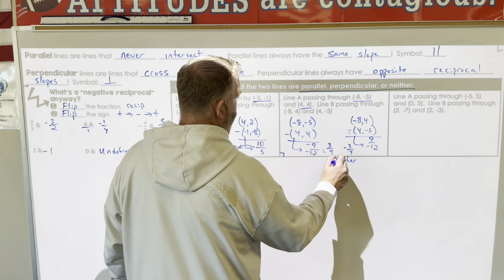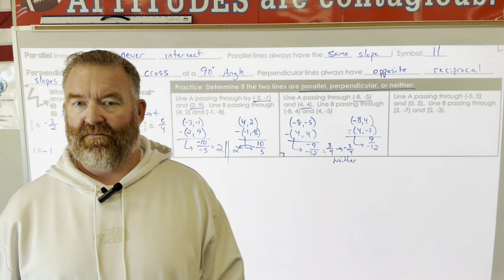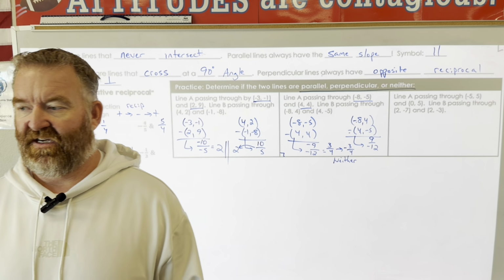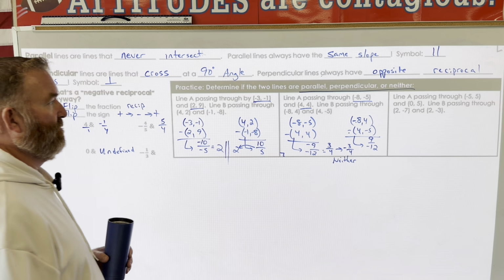Okay, think of it this way. If I multiply these two together, it's not going to be negative 1. It's going to be negative 9 over 16. That would not do it. Okay, good? Let's do the last one.